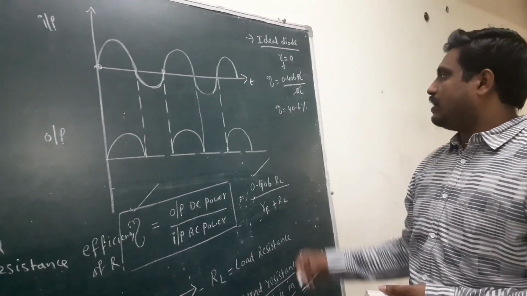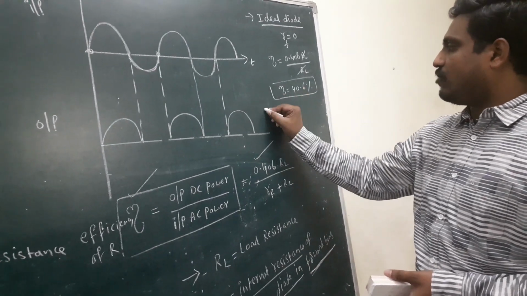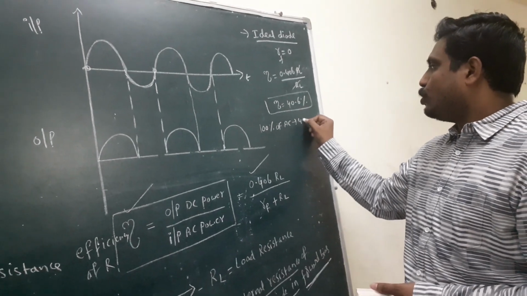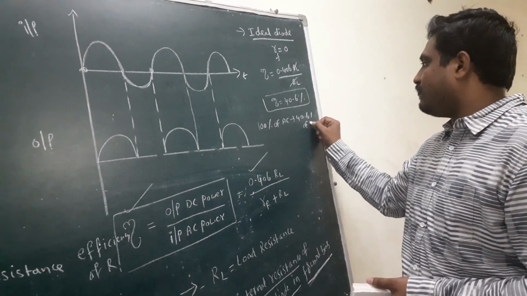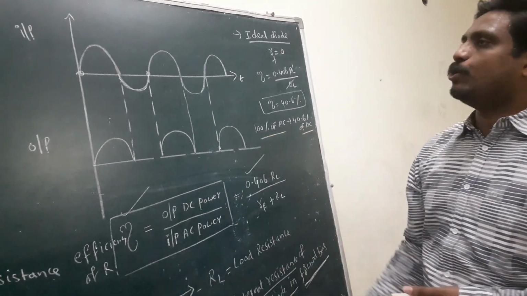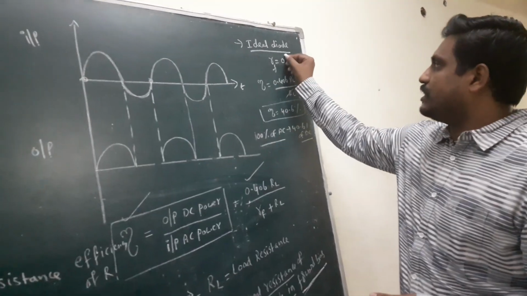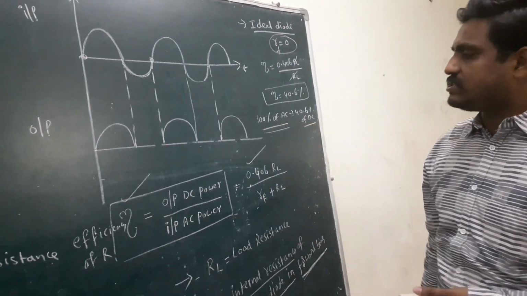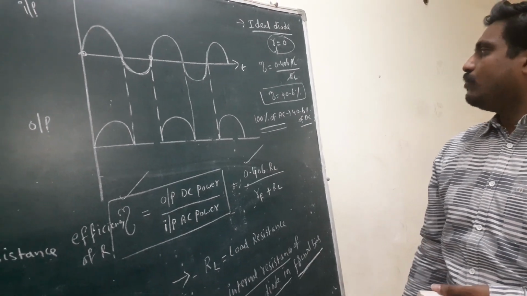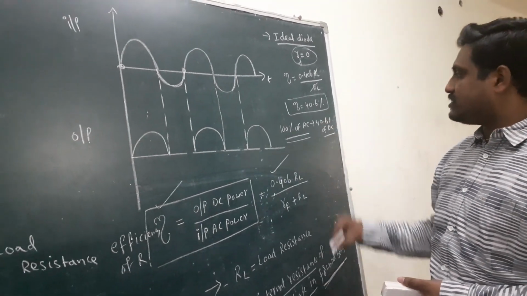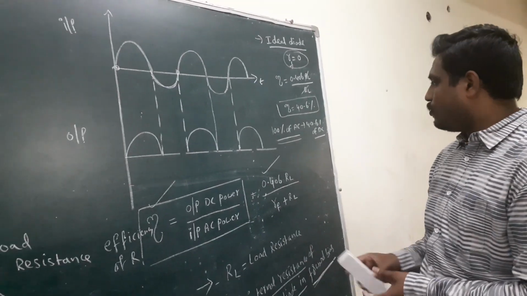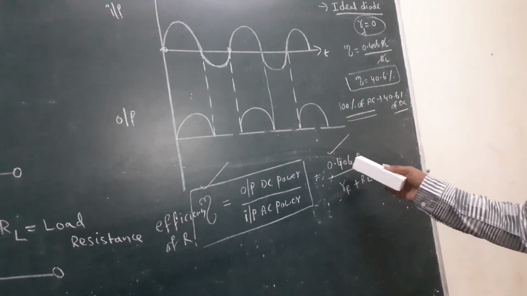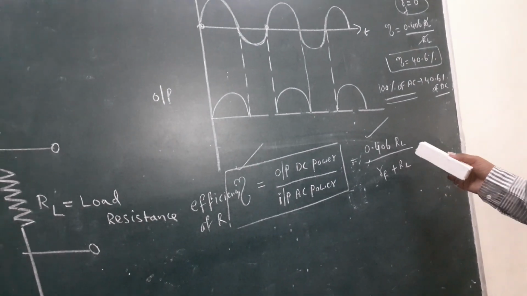It can be converted into percentage: 40.6%. That means 100% of AC will be converted into 40.6% of DC for an ideal diode. For an ideal diode the internal resistance becomes 0. This is the first phenomenon. What is the formula for efficiency? 0.406 RL by RF plus RL.